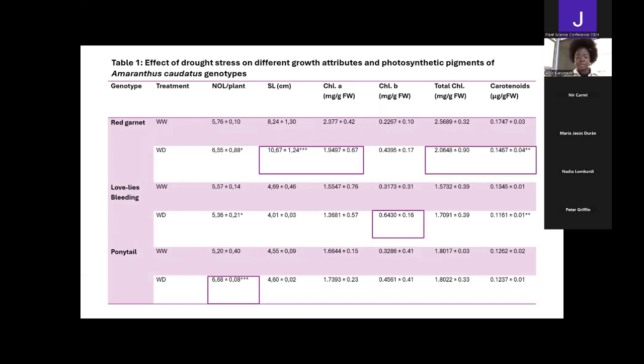And finally, we looked into the total chlorophyll and carotenoids of the 3 genotypes, and it was found that red garnet once again outperformed the other genotypes by giving us the highest content of total chlorophyll and carotenoids. Based on these results and the previous ones, we can safely say that red garnet seems to outperform the other genotypes in terms of the growth parameters when it comes to inducing a drought stress tolerance mechanism.